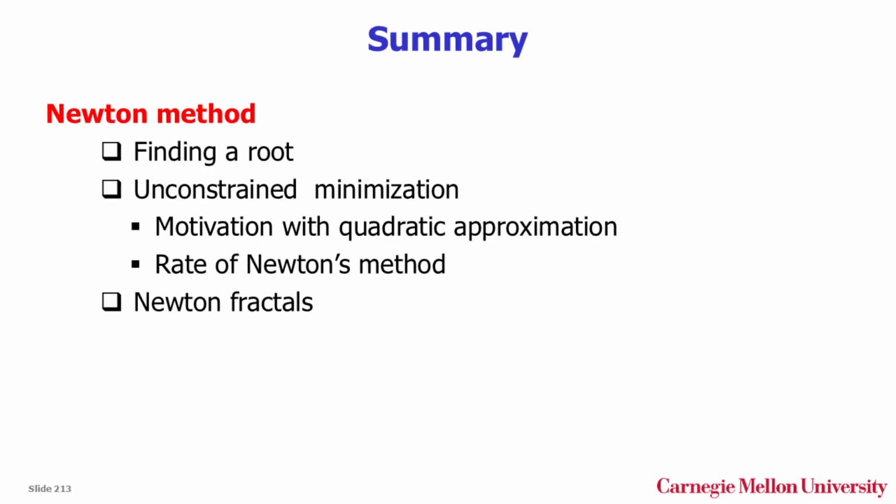To summarize, we discussed how to use Newton's method to find the roots of functions and how to apply it to unconstrained minimization. We showed that under suitable conditions, Newton's method achieves a quadratic convergence rate, which is much faster than the convergence rate of those methods that we discussed earlier during the semester. At the same time, we also saw that Newton's method can be highly sensitive to the starting point, and this sensitivity can lead to complex and even chaotic behavior, such as Newton fractals.